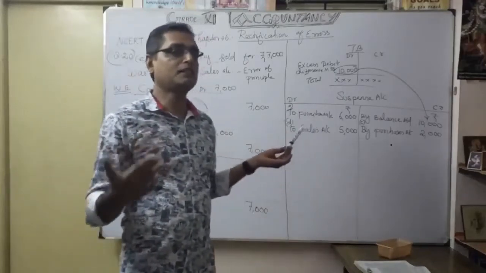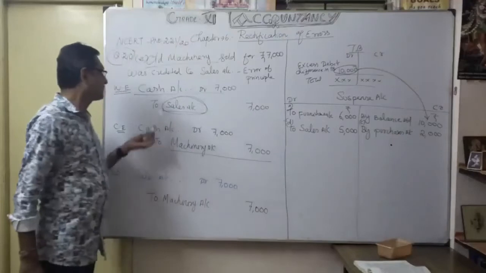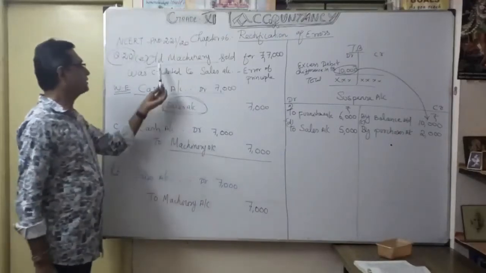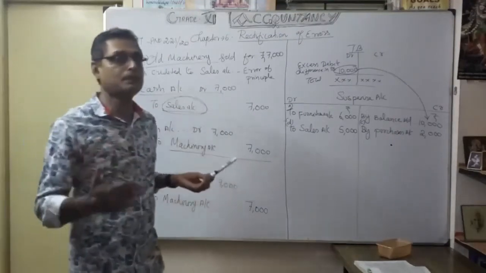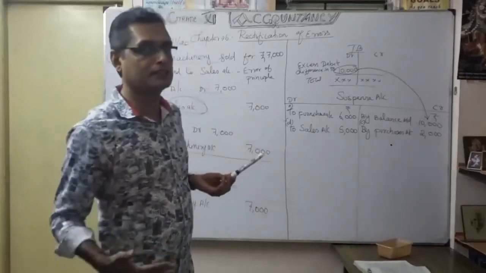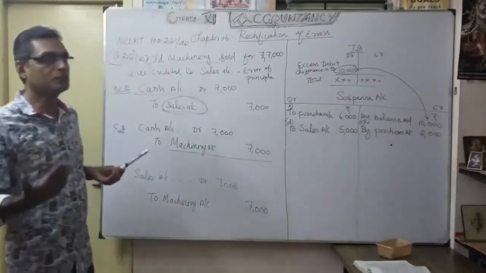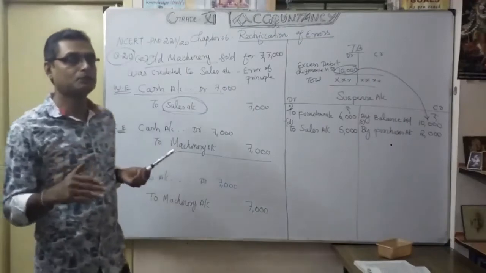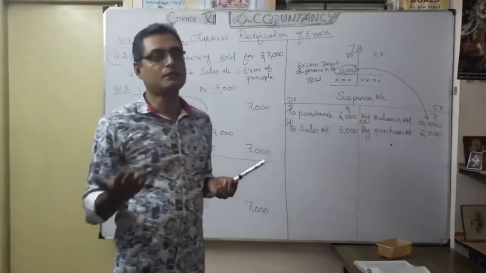But it is not a revenue receipt. It is a capital receipt. Correct? Because I sold the machinery, old machinery. So it comes under capital receipt. But what happened? It was wrongly considered as a revenue receipt. In the same manner, the opposite: capital expenditure and revenue expenditure.